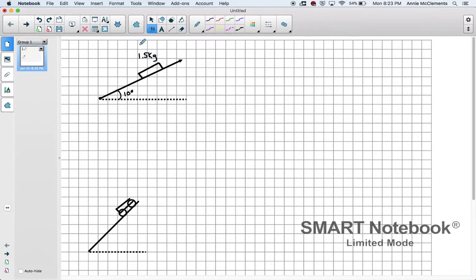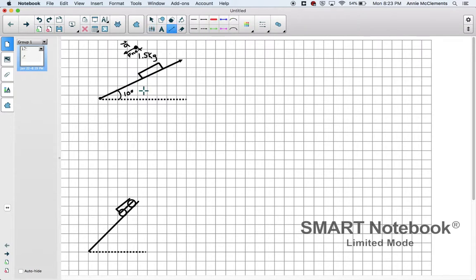And safe to say that this computer is accelerating down the slope. It's not going to be traveling up the slant of the desk. So the acceleration is in this direction, and the F net is also going to be in that direction, because acceleration and F net are related to each other directly.